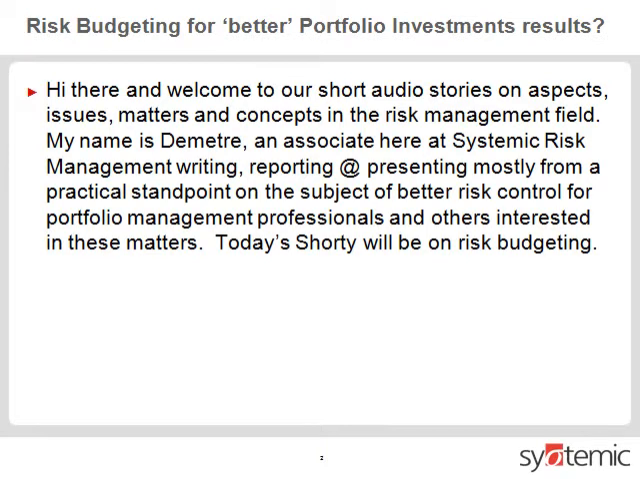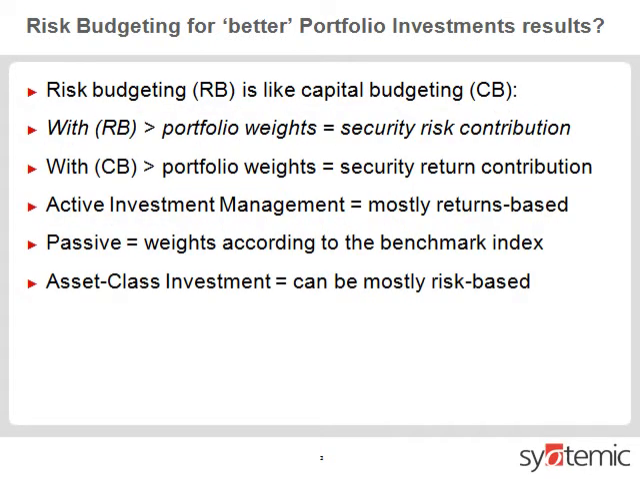Today's shorty will be on risk budgeting. Risk budgeting is like capital budgeting. With risk budgeting, portfolio weights are based on security risk contribution. With capital budgeting, portfolio weights are based on security return contribution. Active management is mostly returns-based. Passive management, weights are according to the benchmark index, and with asset class investment, it can be mostly risk-based.